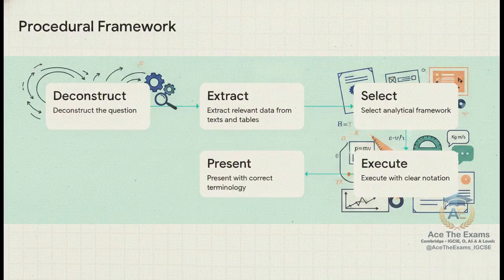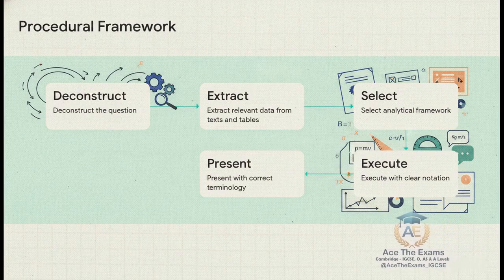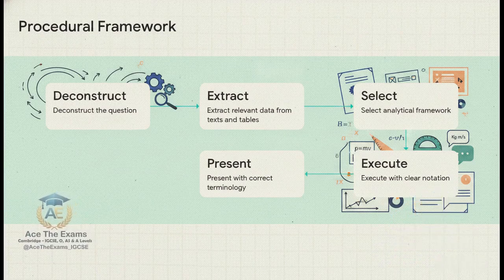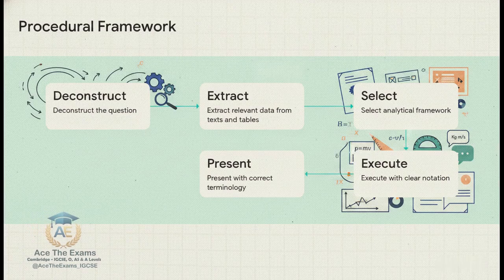So how exactly do we guarantee we get those method marks? We use a ruthless 5-step procedural framework every single time. Step 1. Deconstruct the question. Are these objects colliding and sticking together, or are they bouncing apart? Step 2. Extract the data. Hunt down those masses, initial velocities, and critical vector angles. Step 3. Select your framework, which usually means setting up the equation where initial momentum equals final momentum. Step 4. Execute your vector notation. You have to be hyper-aware of your positive and negative directions here. And finally, step 5, present your final values using the correct terminology. It's like building a step-by-step physical model of the event right there on your exam paper.